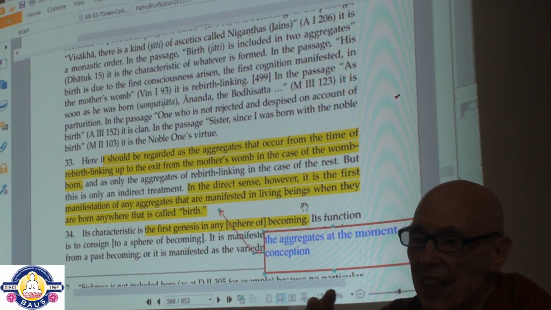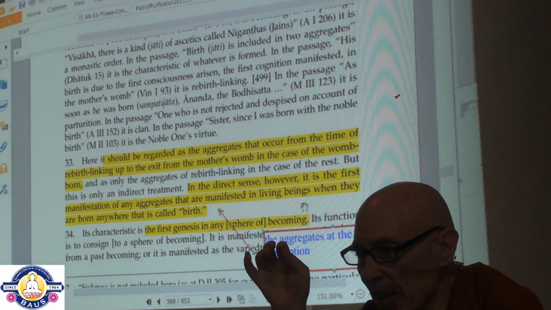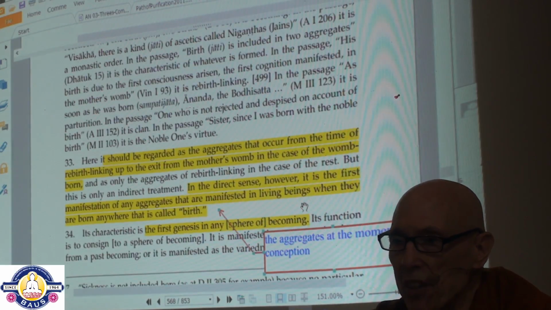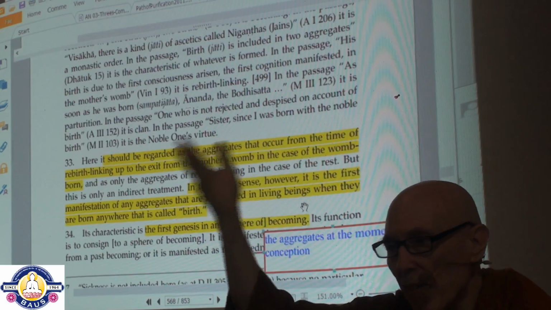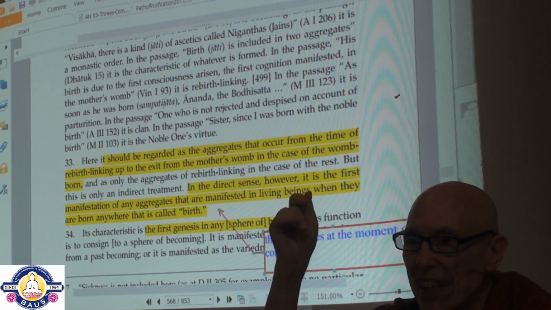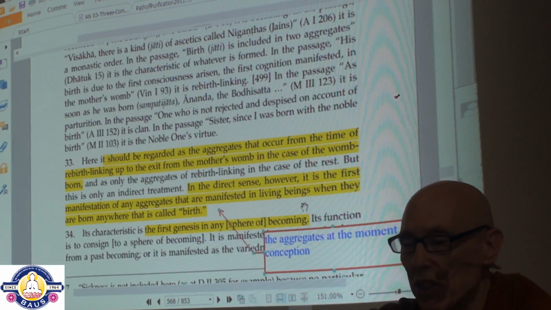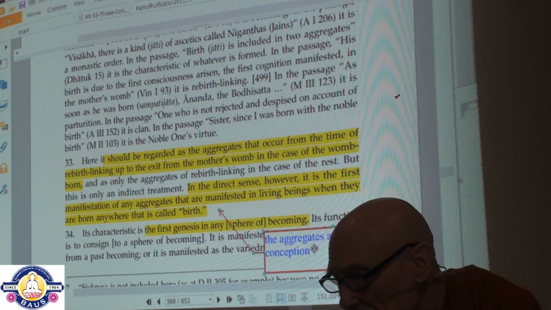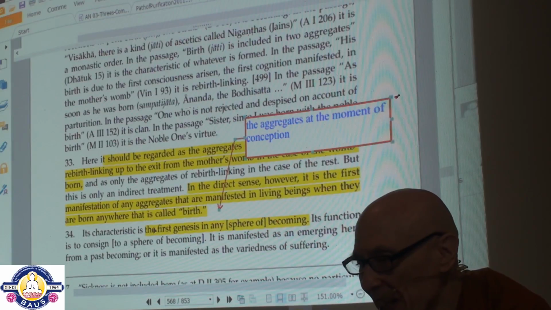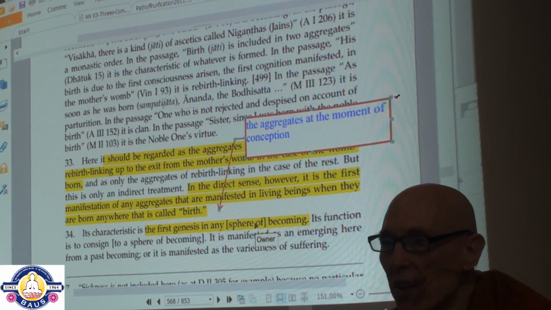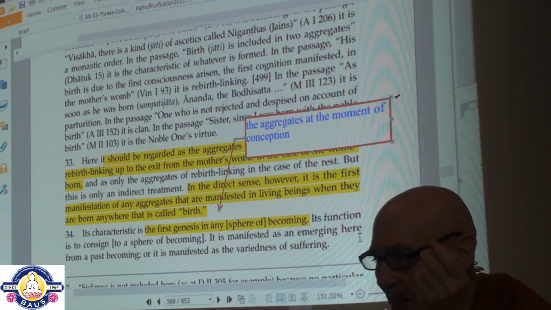In other states of existence, there's no gradual development in the womb, but in the heavenly realms and the hell realms, it's said that beings just arise spontaneously. In that case, the 5 aggregates just spring into being all at once. There's no slow and gradual development. So in this way, birth is technically the first genesis, the first moment in any realm of existence.